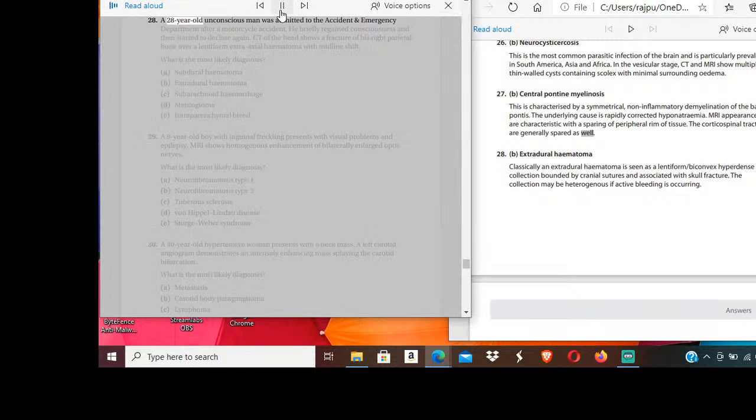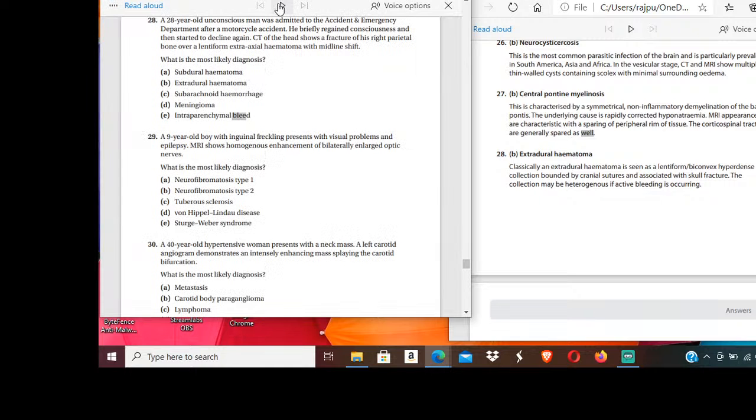28. A 28-year-old unconscious man was admitted to the accident and emergency department after a motorcycle accident. He briefly regained consciousness and then started to decline again. CT of the head shows a fracture of his right parietal bone over a lentiform extra-axial hematoma with midline shift. What is the most likely diagnosis? A. Subdural hematoma. B. Extradural hematoma. C. Subarachnoid hemorrhage. D. Meningioma. E. Intraparenchymal bleed.